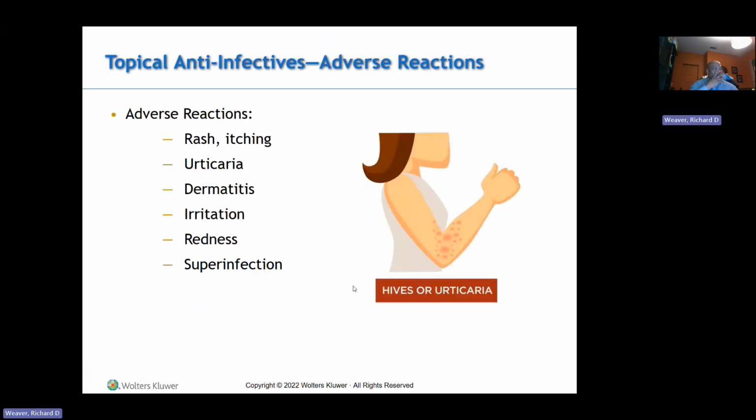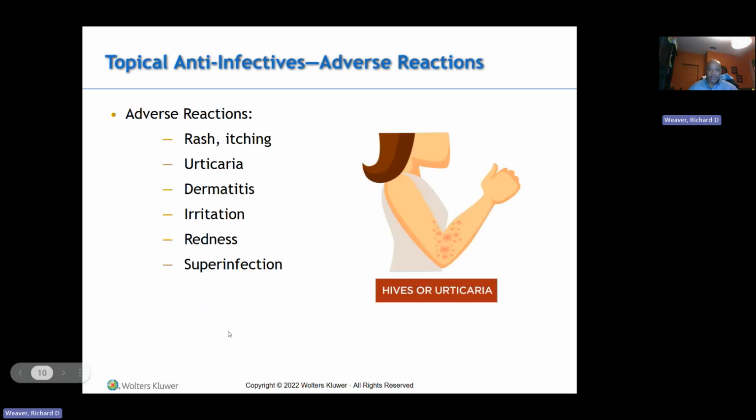All right, take a look at the adverse reactions. And again, think about the fact that this medication is being applied to the skin. So you're going to experience these different adverse reactions. Now, the good thing is the adverse reactions are typically mild. Occasionally, the client may experience a rash, itching, urticaria, which is what we call hives, dermatitis, irritation to the skin, as well as redness.